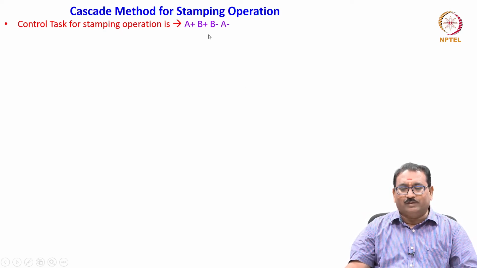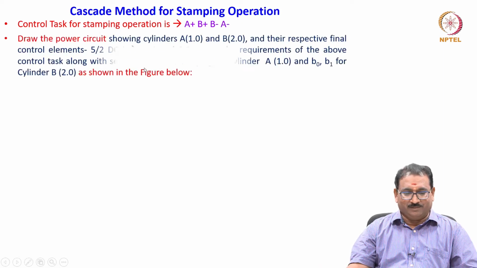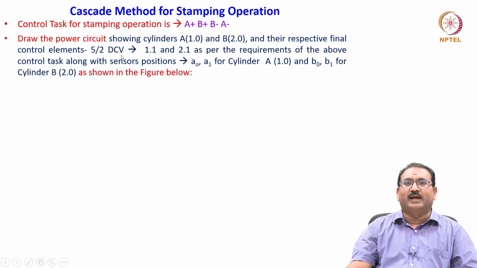This quickly I will go through: the signal form A plus, B plus, B minus, A minus. This is a notational representation of the control task for the stamping operation. You have seen it already in the previous slide. Now, as usual, the first step is the same. Draw the power circuit showing the cylinders A 1.0 and B 2.0 and their respective final control elements, 5 by 2 DCV as usual, 1.1 and 2.1, as per the requirements of the above control task along with the sensor positions.